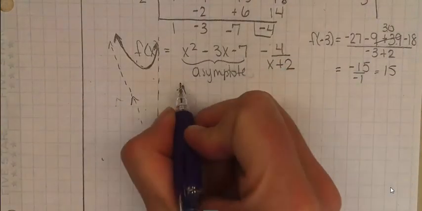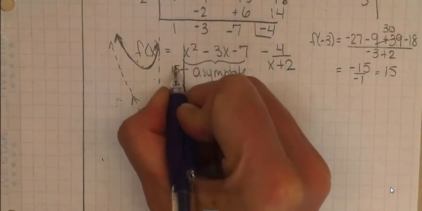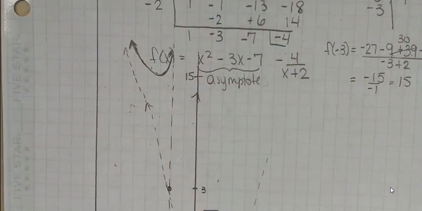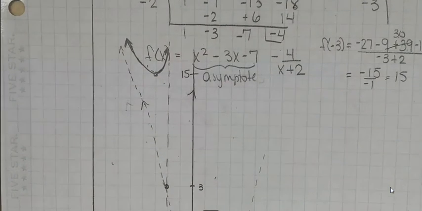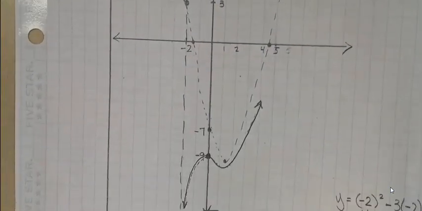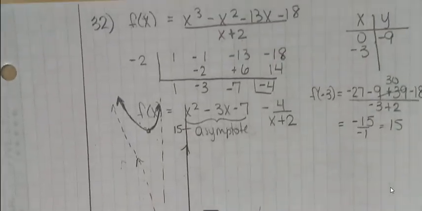And I'm just going to pretend that this ended up being 15. So I didn't do a very good job graphing that. I apologize. Okay, so there's our final graph. And then, of course, you can always punch this in your graphing calculator to check it.